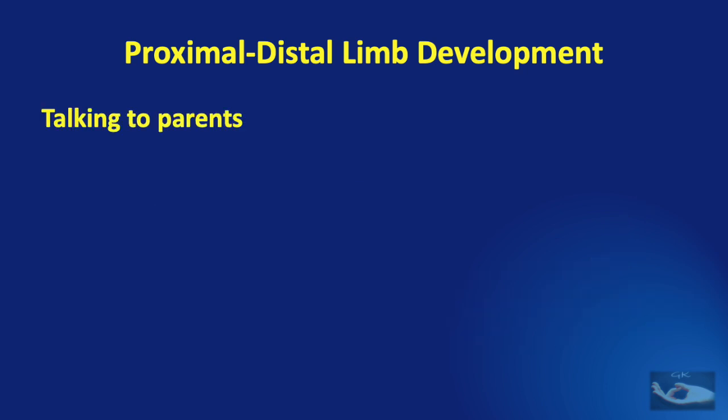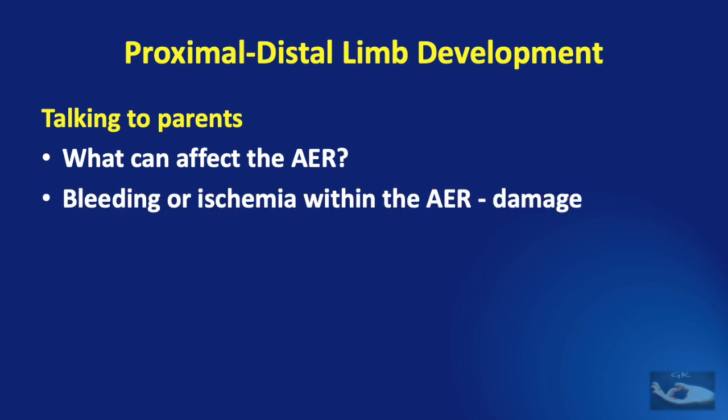When talking to parents of children whose upper limbs have been affected by a transverse arrest, we need to talk about certain points. We need to mention the factors that can affect this apical ectodermal ridge that contributes to the proximodistal growth of the upper limb. Usually, bleeding or ischemia within the apical ectodermal ridge can cause the damage.